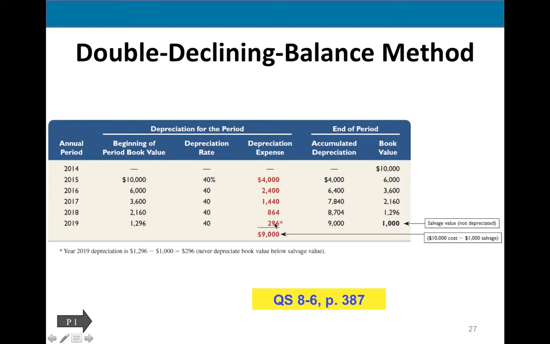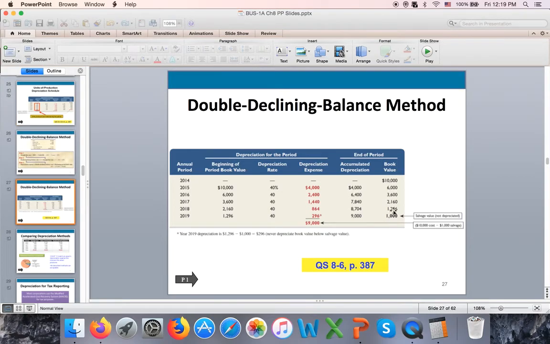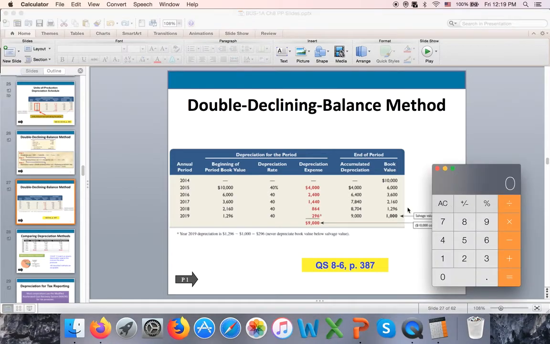What often happens with this method is that in later years, you sometimes will fall below $1,000 salvage value, so you have to be careful. Sometimes in the last years, your depreciation will be 0. You have to watch right here because if I'm actually using 40%, then for year 5, the book value is 1,296. If I apply 40%, then I should depreciate it by $518.